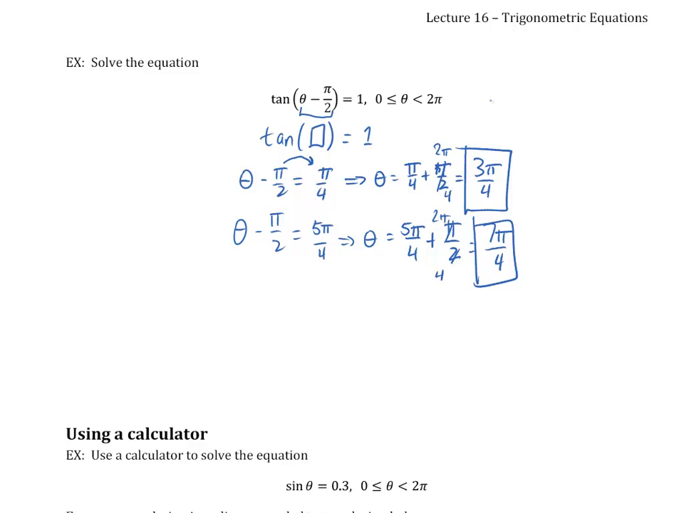And be sure you check that these two answers are between 0 and 2 pi. They're obviously greater than 0 since they're positive. And remember, 2 pi with this denominator would be 8 pi over 4. We have not passed that. If we pass that, then that's an answer beyond what we actually need. Okay?